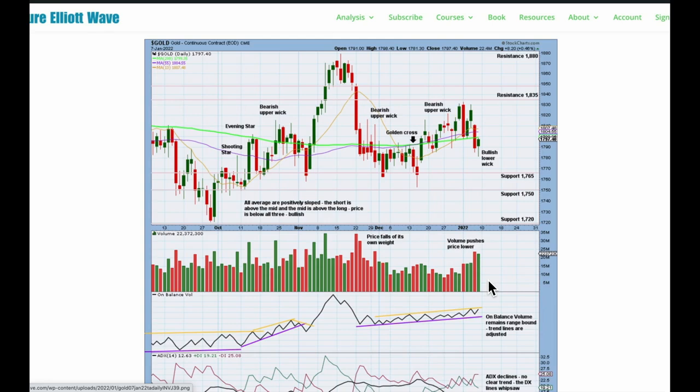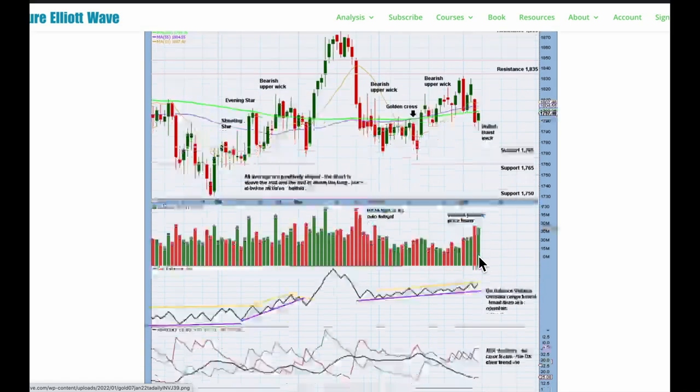Looking at a little bit more detail within the consolidation now, here we've got resistance about 1835, support 1765, 1750, and below that 1720. But that strong support on the weekly chart, 1675, is the most important. I've slightly adjusted these trend lines on balance volume to have a slightly better fit. Still constrained and no signal this week. Volume pushing price lower here for this session, but for the last session of the week, a bit of a bullish long lower wick and still reasonably good volume, although it's a bit weaker. We might see a tiny little bounce on Monday when markets open.